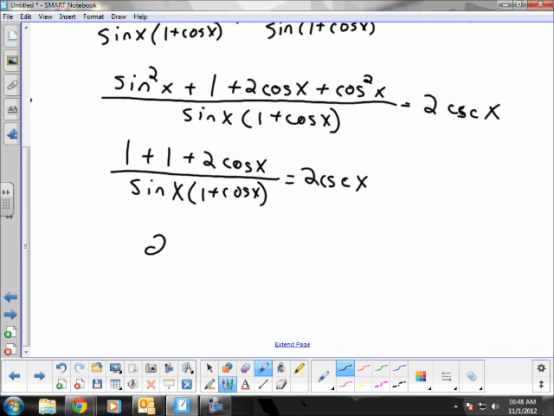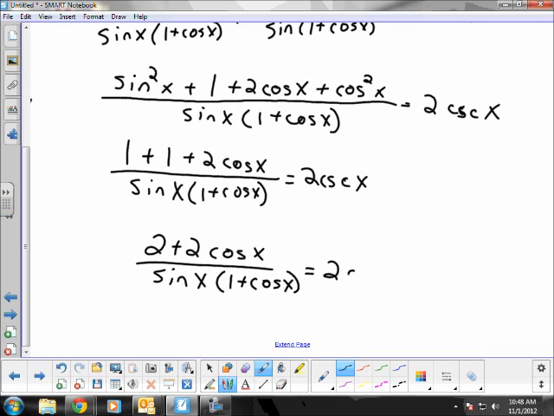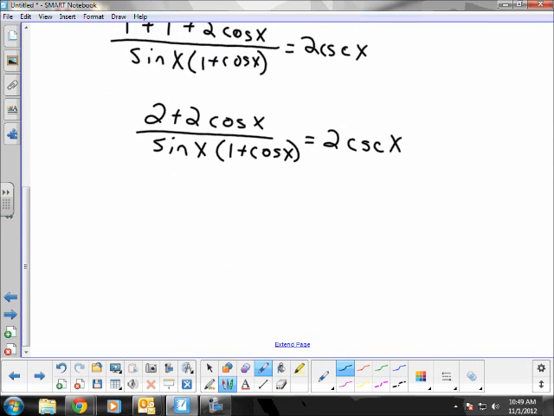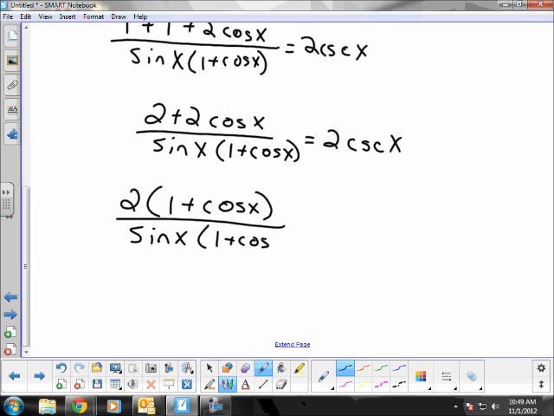So 1 plus 1 is 2, right? So I got 2 plus 2 times cosine of x. Right? Now, what can I do with the 2's, though? Factor them out because there's a 2 in each term, so I can go ahead and factor that. So I've got 2 times 1 plus the cosine of x over the sine of x times 1 plus the cosine of x.